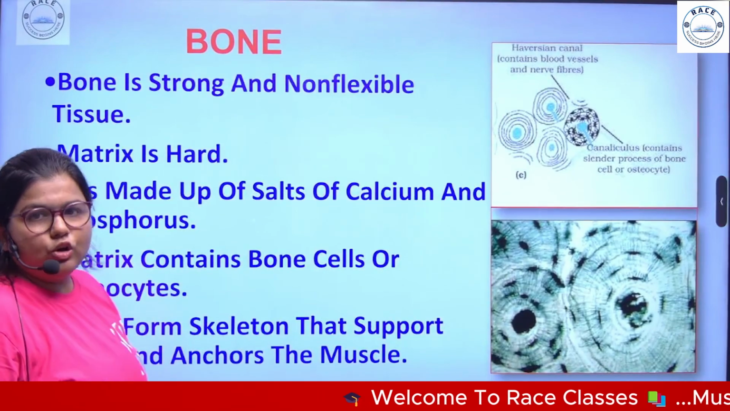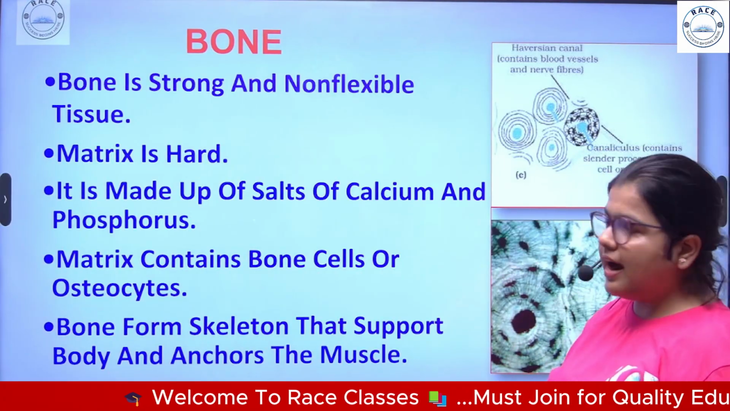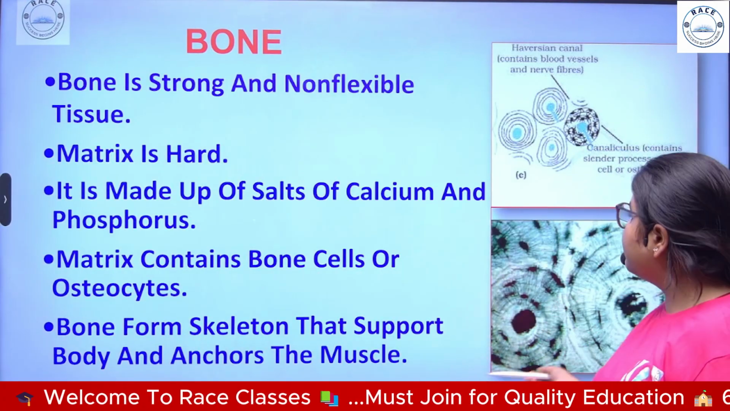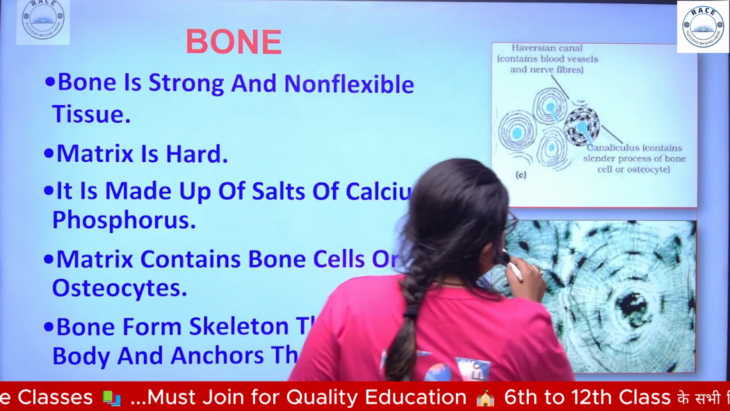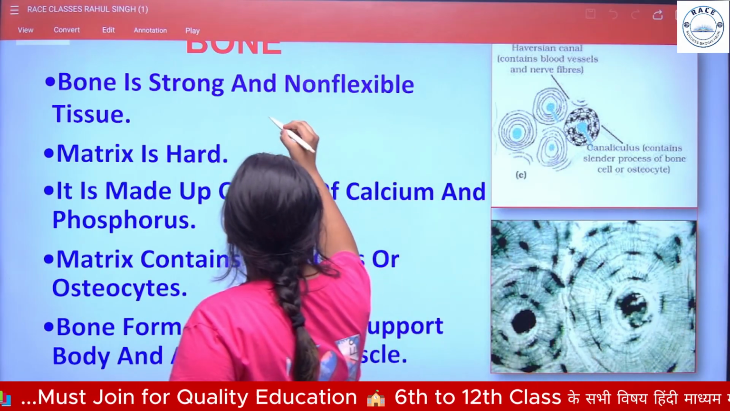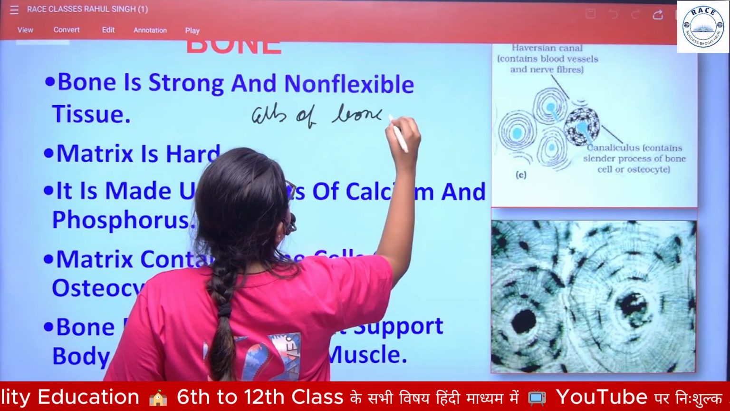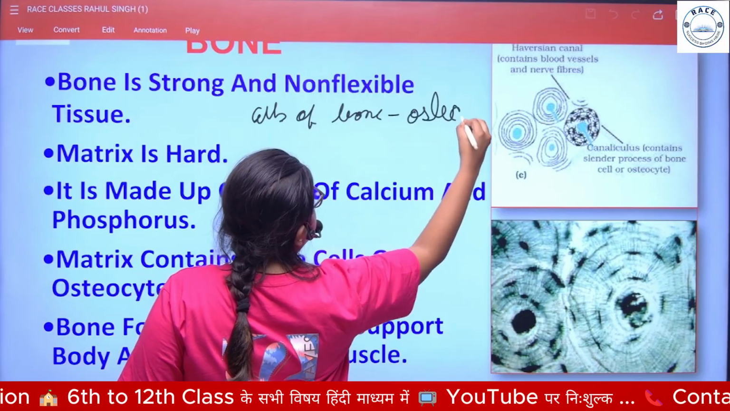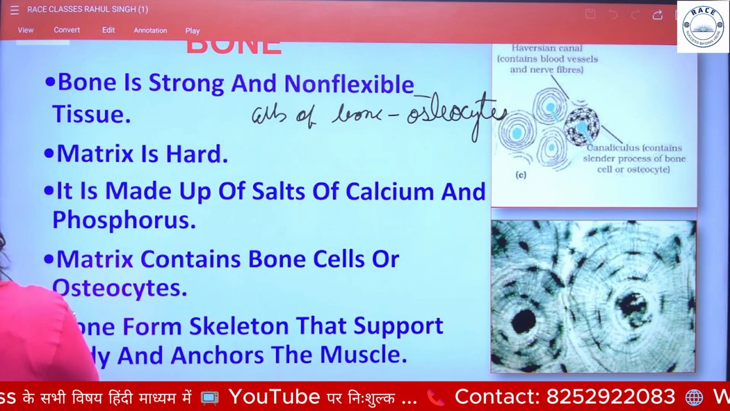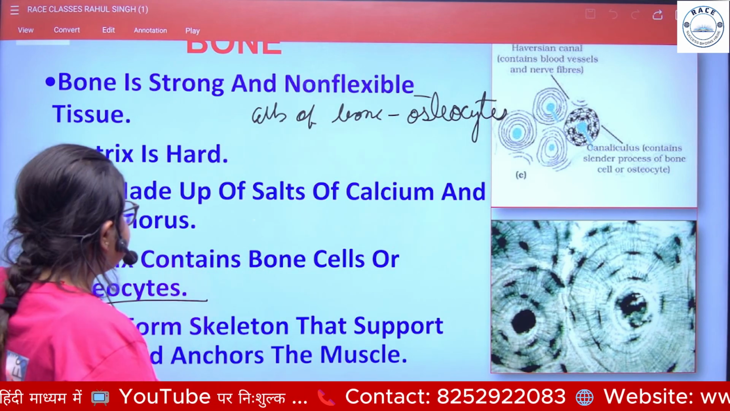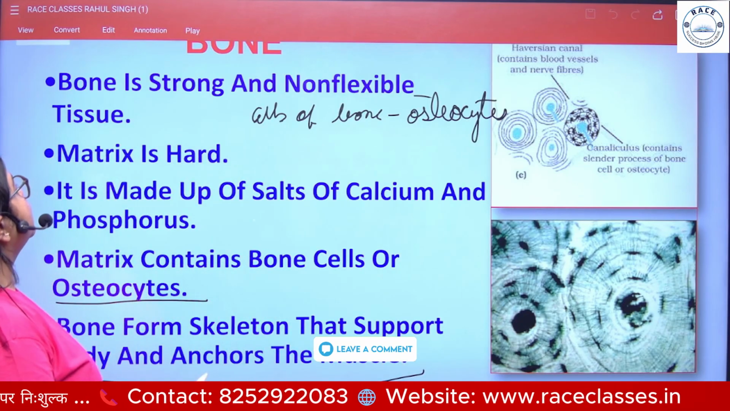Let's talk about bone. What is bone? Bone is strong and non-flexible tissue. The matrix is hard. It is made up of salts of calcium and phosphorus. The matrix contains bone cells or osteocytes. The cells of bone are known as osteocytes. Bone forms the skeleton that supports the body and anchors the muscle. It provides mechanical support to the body.